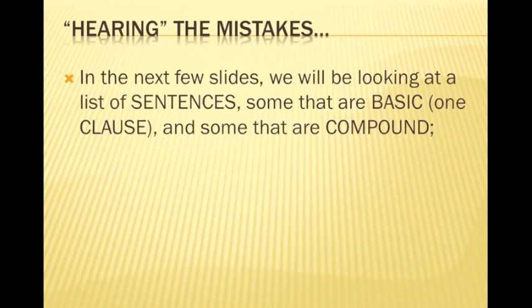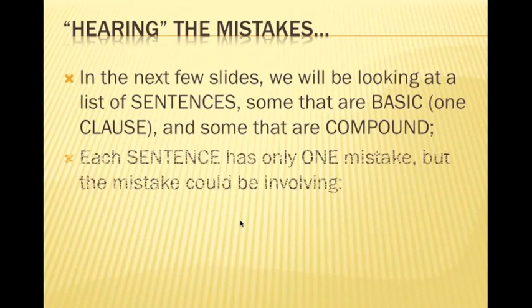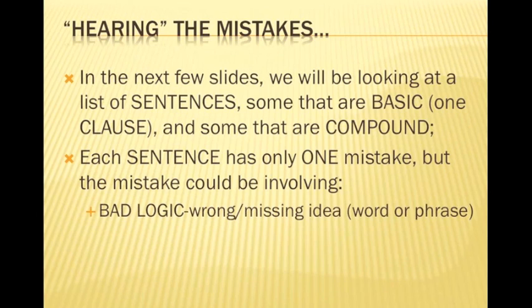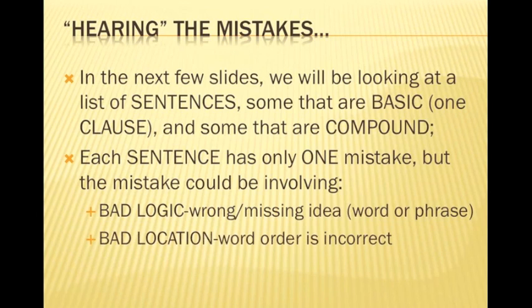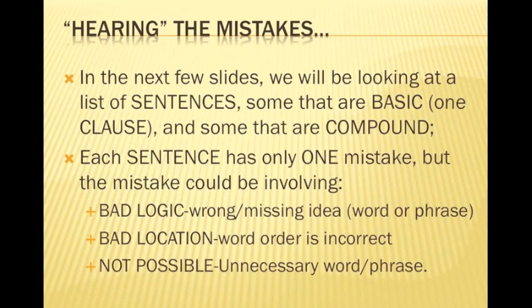So how can we hear these mistakes? Well, in the next few slides, we'll be looking at a list of sentences. Some are going to be basic with just one clause, and some are going to be compound. Each of these sentences will have only one mistake, but that mistake could involve many different things. For example, it could involve bad logic, which means we have a wrong idea or a missing idea, which could be a word or a phrase. Ideas could be in the wrong location, or perhaps not even possible at all.